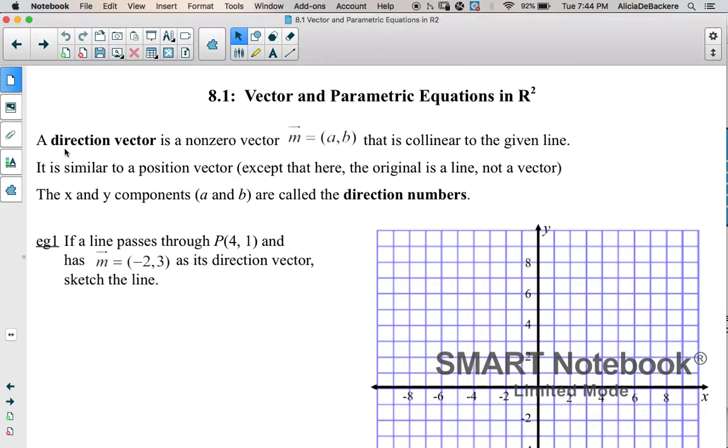So in this lesson, we're going to define a direction vector. Every line has a direction vector, and it's a non-zero vector. We're going to call it M, similarly how we called slope M in grade 9. The M vector, the direction vector, is (a, b), and it's going to be collinear to the given line. So remember that word collinear means parallel.